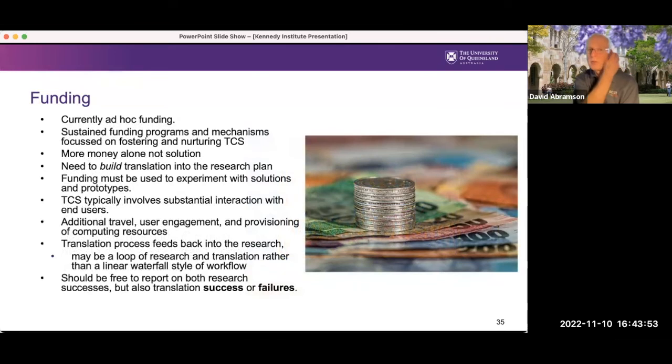Funding, as I mentioned before, is not just a question of more money, it's the variety of money that we need. Obviously, more money would be nice, but it's changing the way that money can be applied. So if you need to build translation into the research plan, then you need funding items in a budget that allow you to do that. And so that interaction with the end users is often incredibly expensive and time consuming, and it needs to be fed back in.